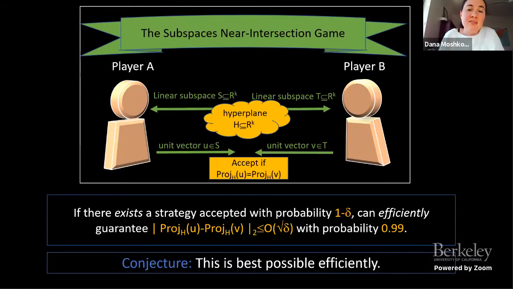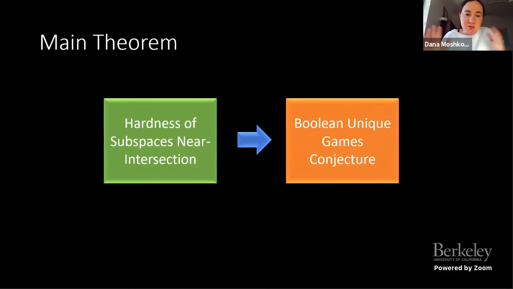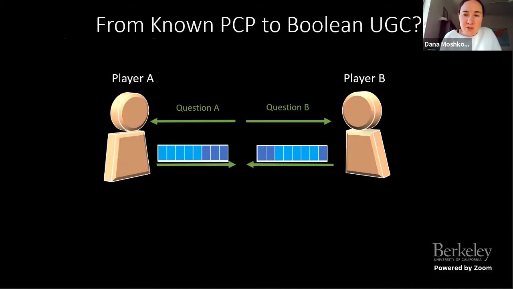And if you believe that this is best possible for the game, then we can prove hardness of Boolean unique games. Are there any questions about subspaces near intersection and the hardness assumption? Okay, so this is the main result: hardness of subspaces near intersection implies the Boolean unique games conjecture.